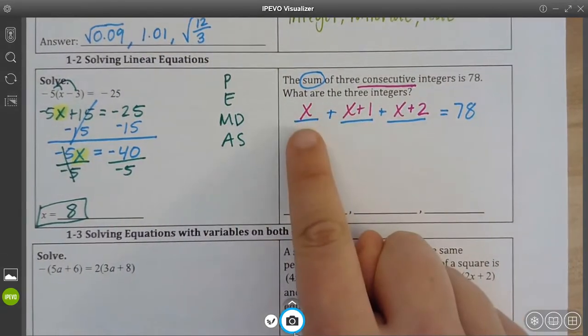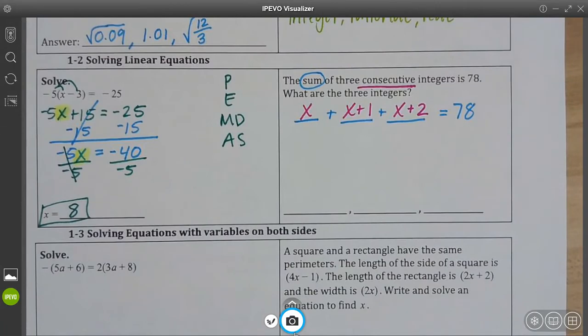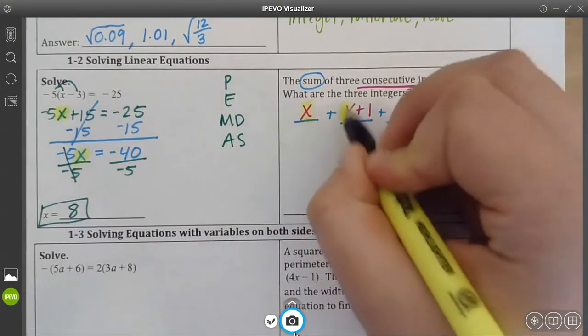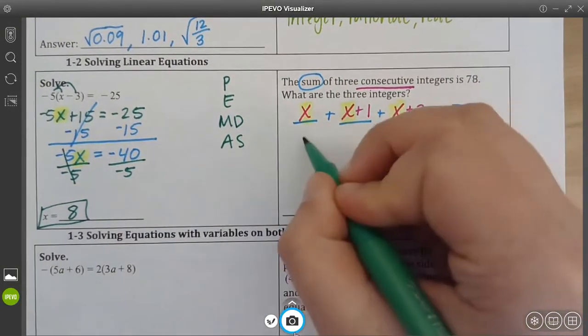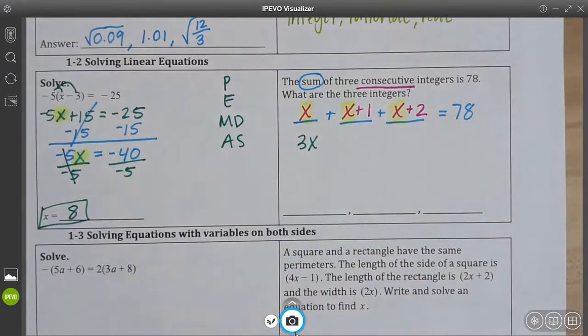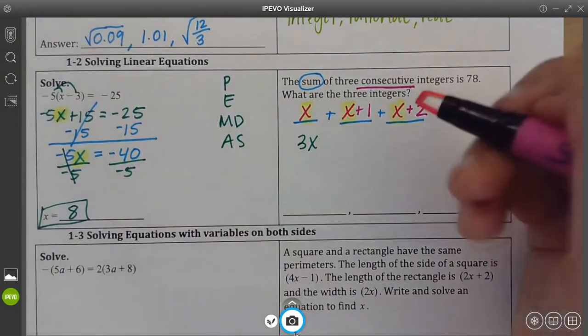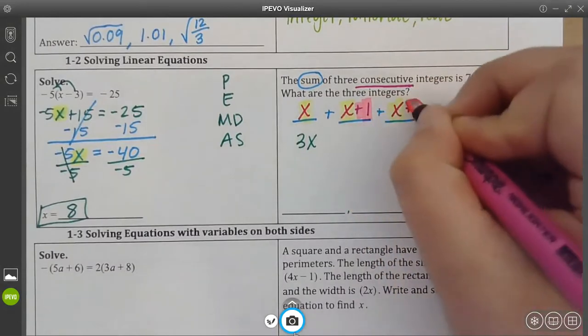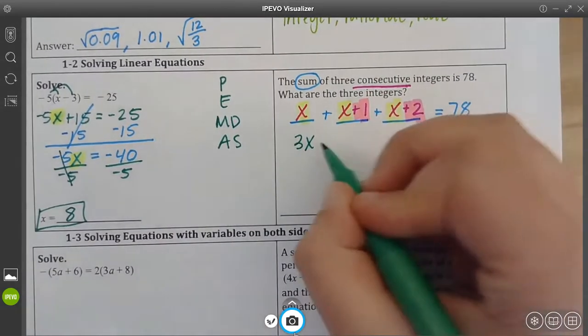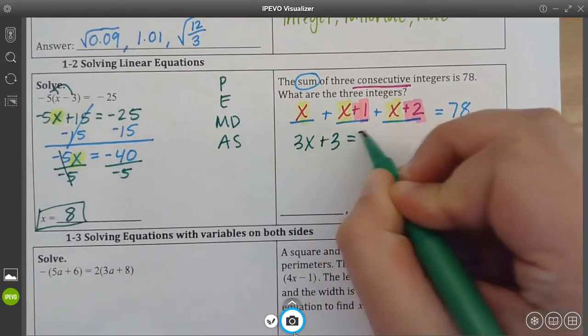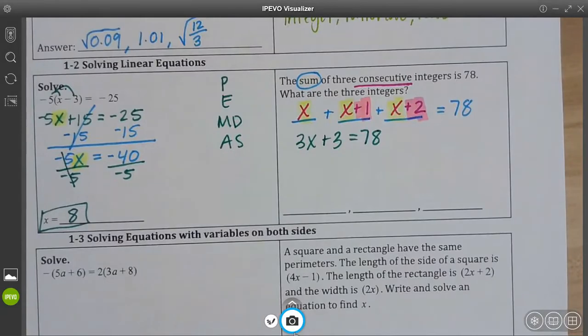I really am just solving for x. So when I solve for x, I need to combine any like terms that I have. So I have 1, 2, 3 x's that I'm all adding together. So x plus x plus x is 3x. And my other like terms that I have are positive 1 and positive 2. 1 plus 2 is 3. So I have 3x plus 3 equals 78.